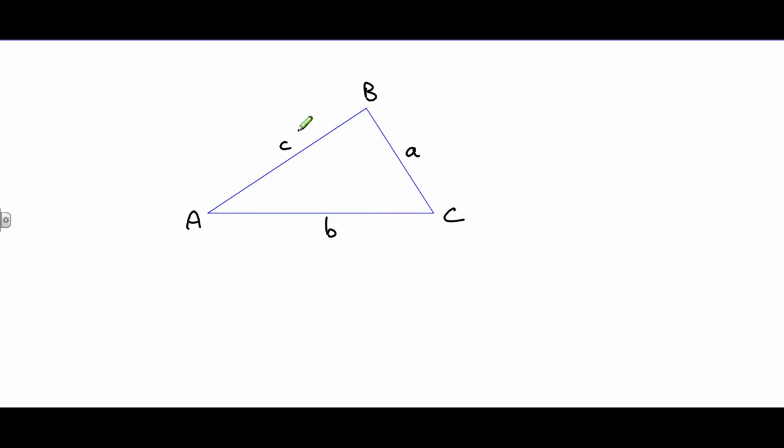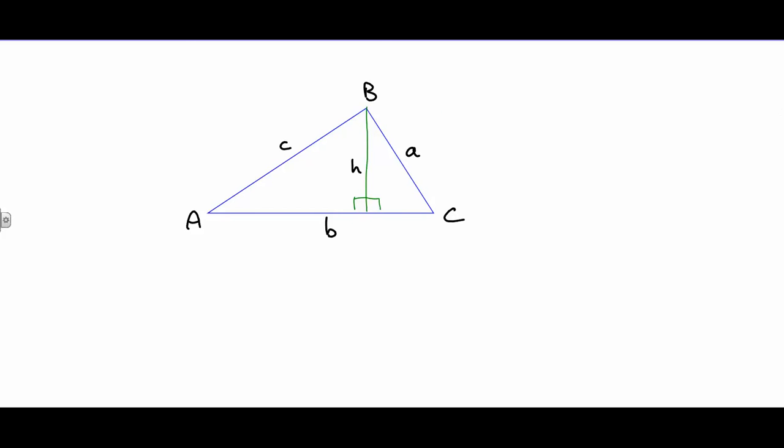Now, supposing we draw a line from B to AC, so it cuts the line AC at right angles like that. And we'll let the length of this line, this perpendicular from B to AC, be h. This then splits our triangle ABC into two right-angled triangles. This one is BC to the line, and we've got AB including that line as well.